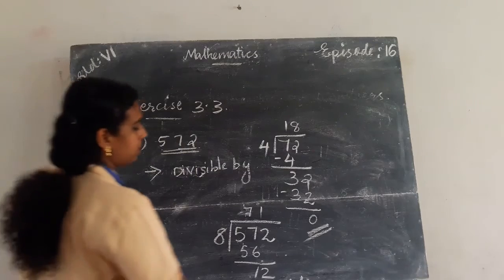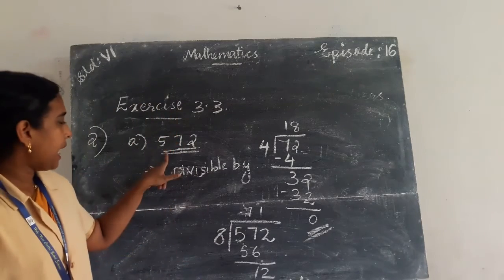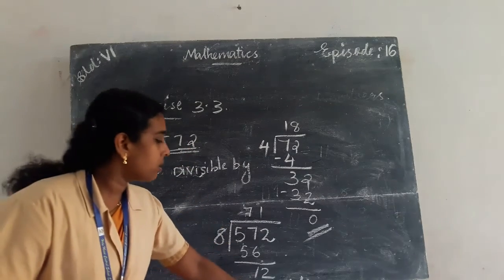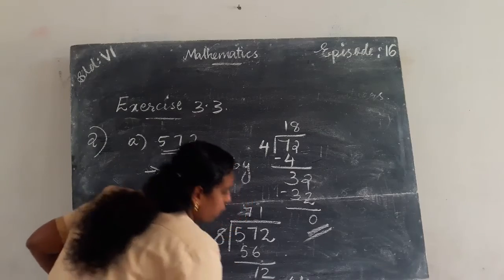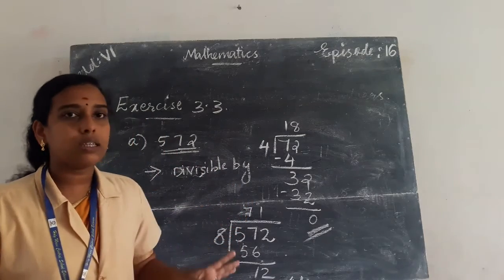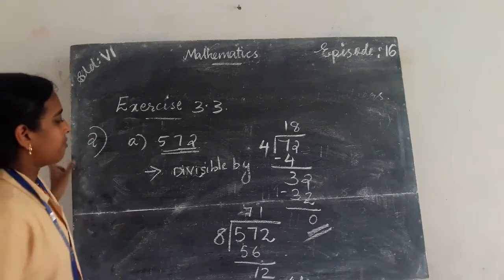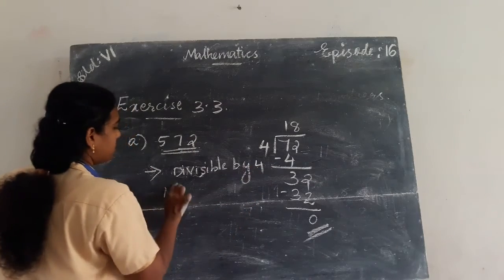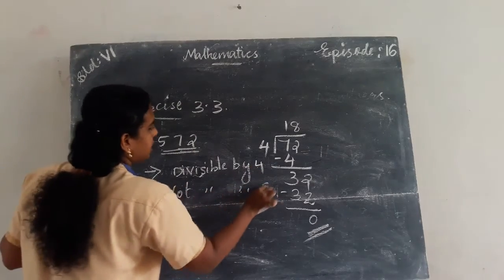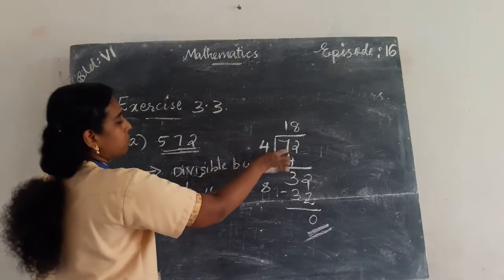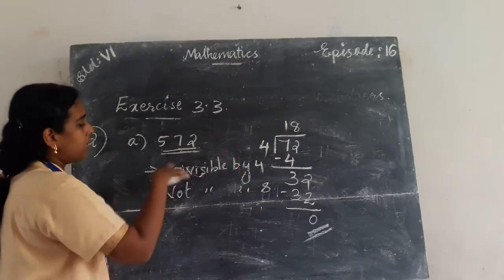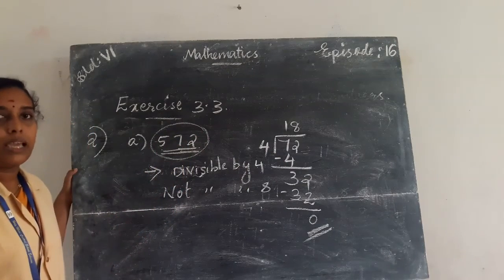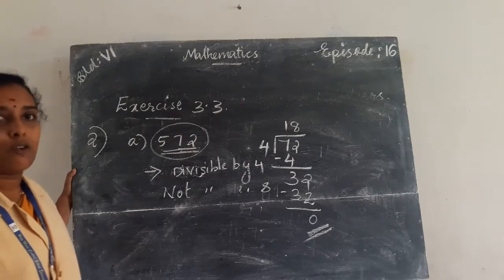This number is not divisible by 8 because we take the last 3 digits and divide by 8, and we get remainder 4. Then we can say that this number is not divisible by 8. So 572 is also not divisible by 8. It is divisible by 4 because the last 2 digits are divisible by 4. But it is not divisible by 8 because the last 3 digits are not divisible by 8, because we get the remainder of 4. Okay.